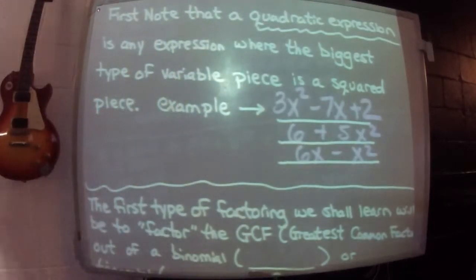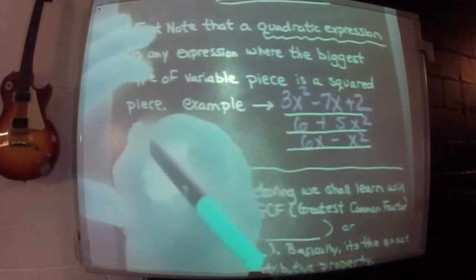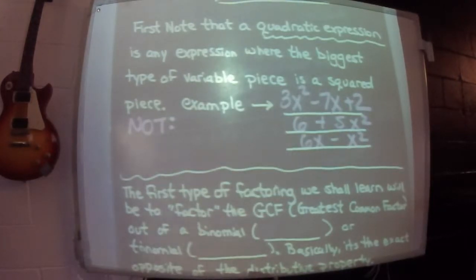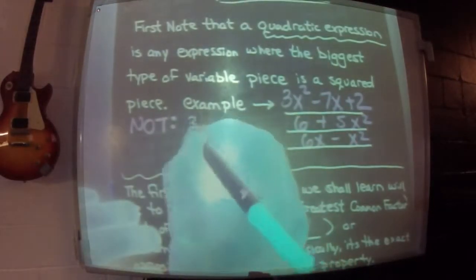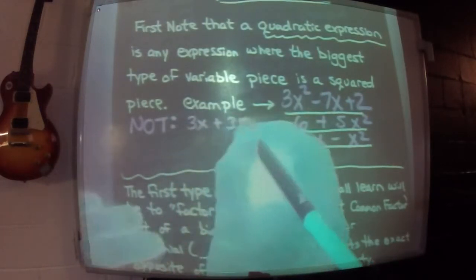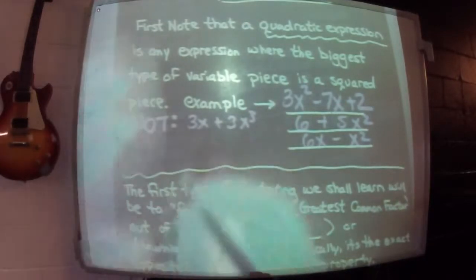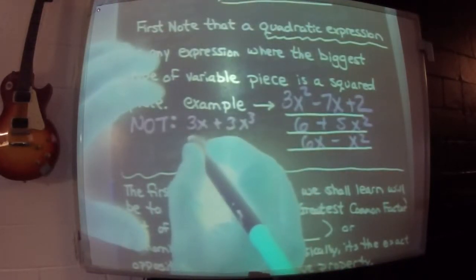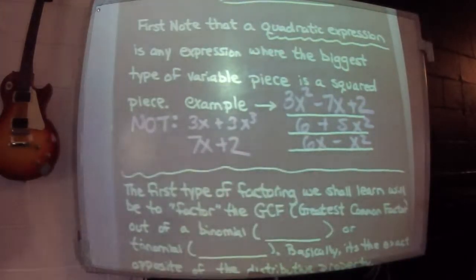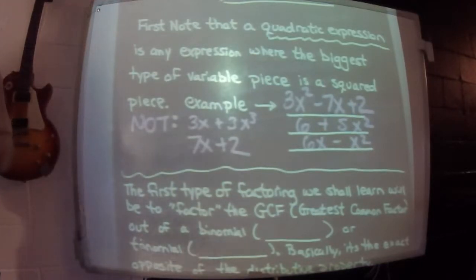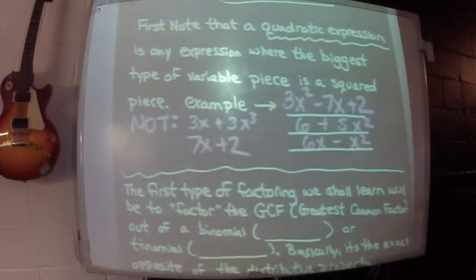No. So come over here and let's talk about what's not quadratic. So what would not be quadratic? 3x plus 3x to the third. How do I know that's not quadratic? Yeah, it's got an x cubed piece. Also, if I just said 7x plus 2, that ain't quadratic either. Why is that not quadratic? There's no squared piece. The biggest key is you got to have the squared piece, and then you can't have pieces bigger.